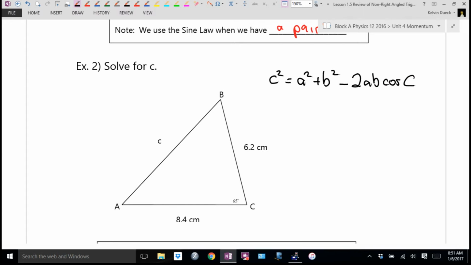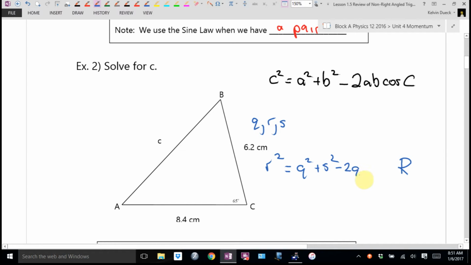I really have never memorized it that way. If you want the pattern, don't write this down. You can just watch. Let's suppose I had sides little q, little r, and little s, and I wanted to find r. It would look like this: R squared equals q squared plus s squared minus 2qs cos R. What I remember is these two letters are always the same. The small letter is the side, the big letter is the angle across from it. There's my pair. It's just that in this case, I don't know the pair.